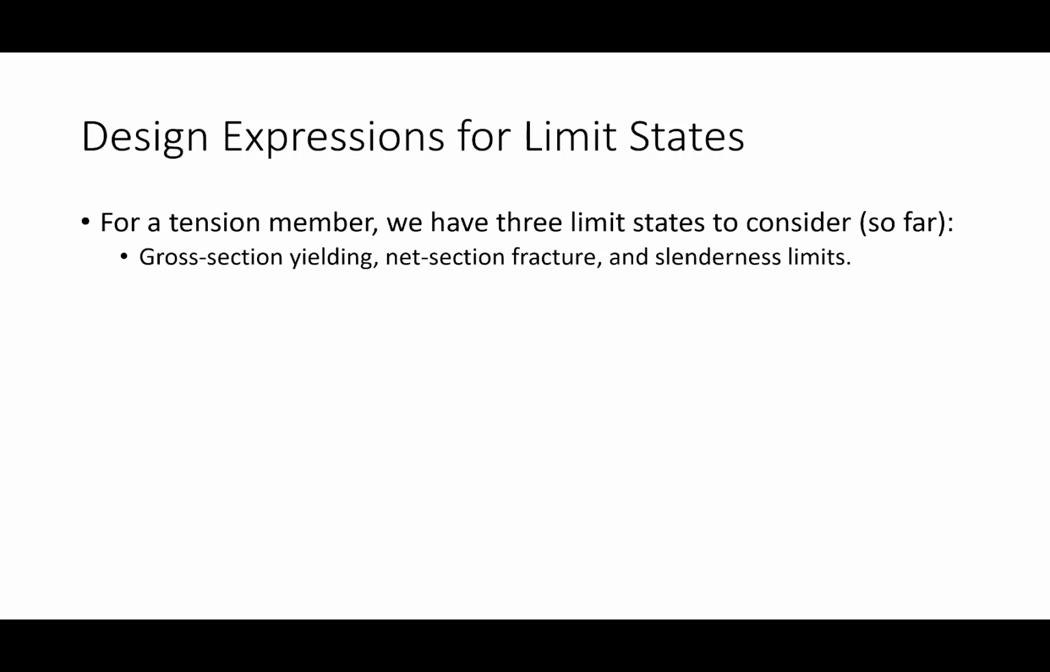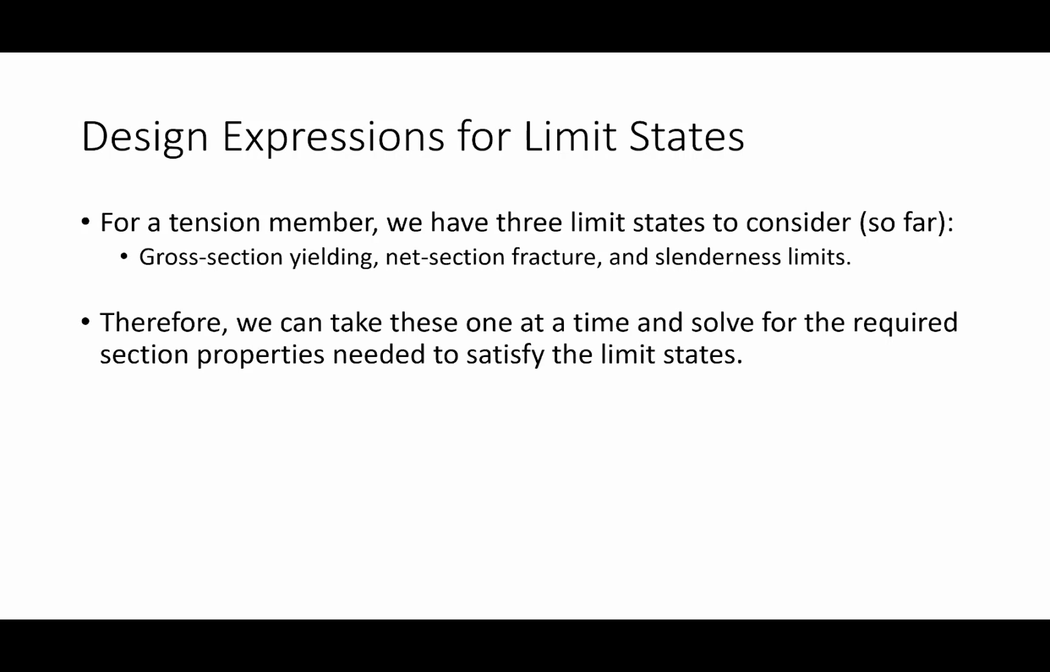So right now we have 3 limit states to consider. The fourth one, block shear rupture, we're not really going to design for. Block shear rupture is something we're just going to check later. Okay? But we'll deal with that later. But right now we have gross section yielding, net section fracture, and slenderness. So let's take these one at a time and see if I can solve for the necessary properties that are listed in Part 1 of the manual. Can I solve for those properties that'll help me pick a section?